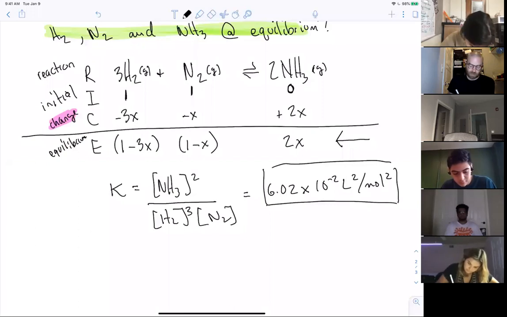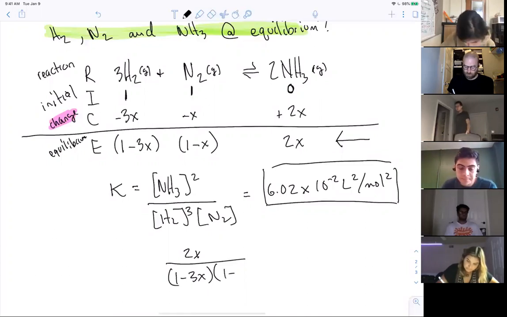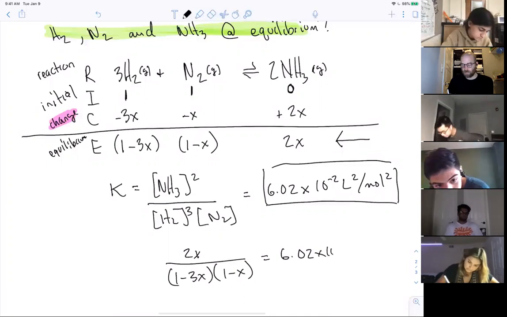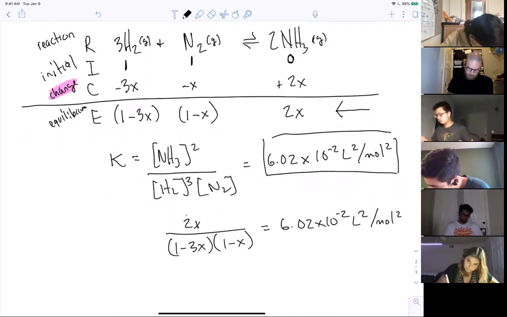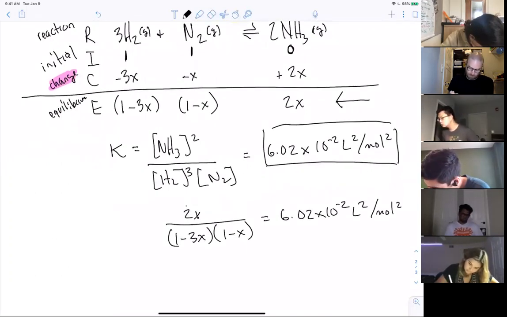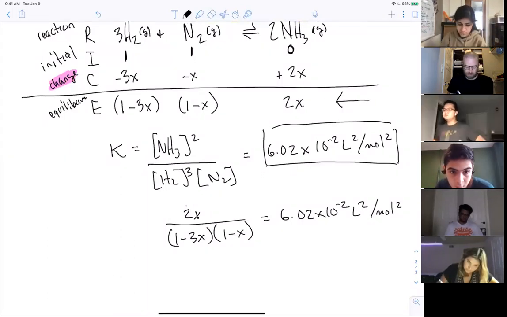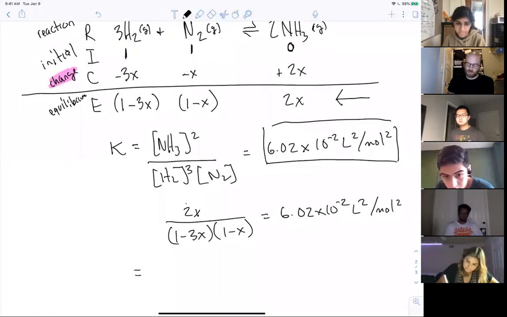And so now I can go ahead and plug in some numbers here. I can say, okay, I've got 2x over 1 minus 3x times 1 minus x equals 6.02 times 10 to the minus 2 liters squared per mole squared. Ugh, I hate solving these things. Okay. From here, we just have to solve this.